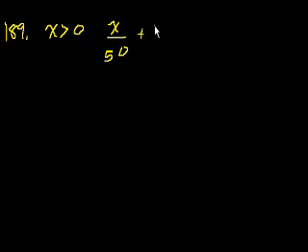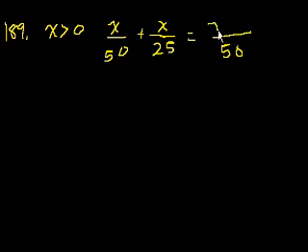Problem 189. If x is greater than 0, x over 50 plus x over 25 is what percentage of x? Let's get a common denominator. This is equal to over 50. X over 50 is x over 50. X over 25 is 2x over 50. So that is equal to 3x over 50.